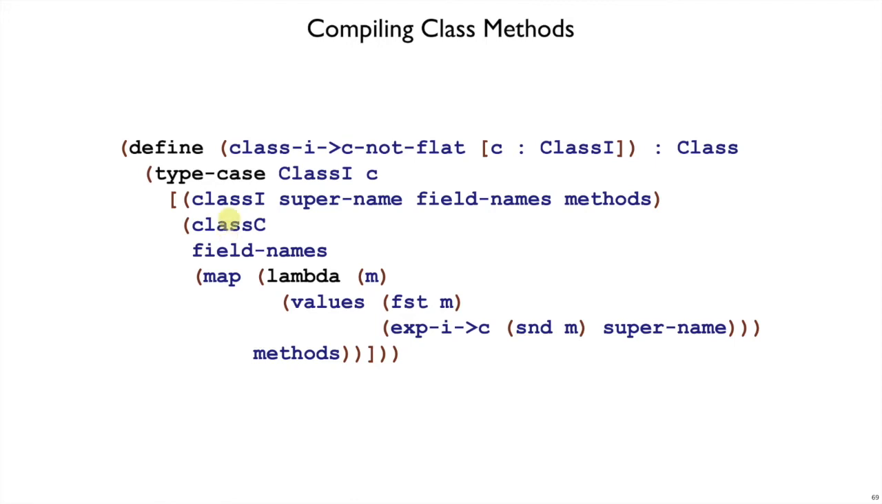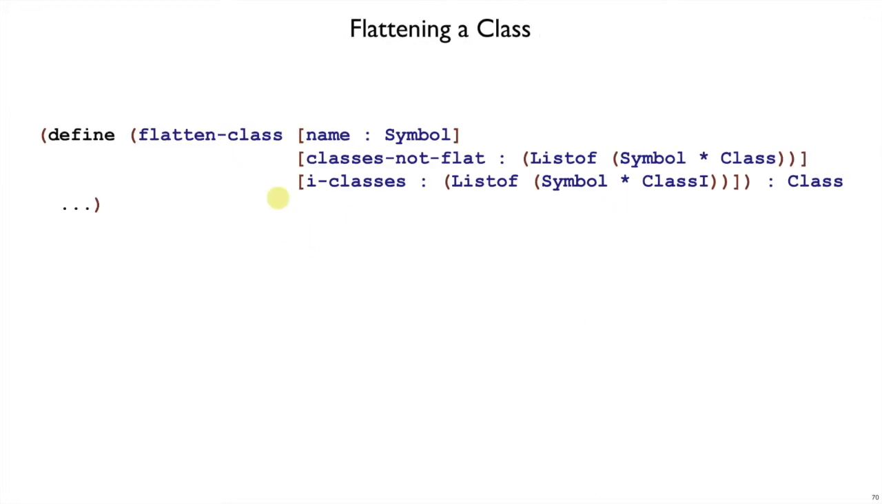So we're converting a class I to class C, keep all the same field names, map over the methods, keep the method name, and in the method expression, which is the second part of the tuple, compile it from an I to a C using that superclass name that we had in the class I. But then we can forget it afterwards in class C. That is converting a class I to a class C, but it doesn't merge the field names and method names yet. So flatten class is going to take that job.